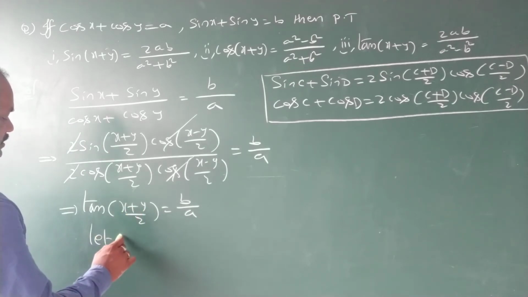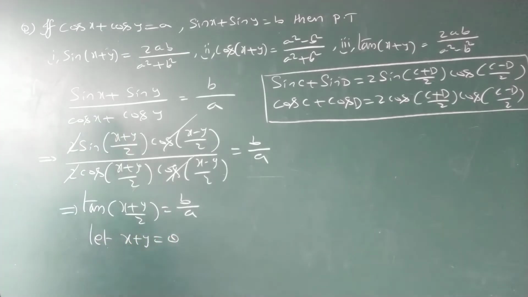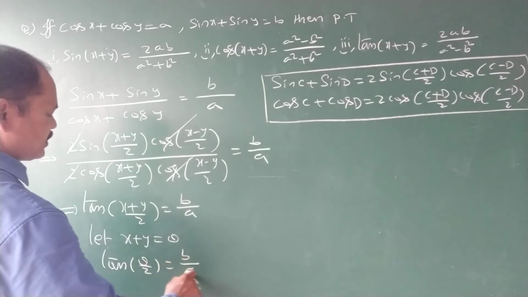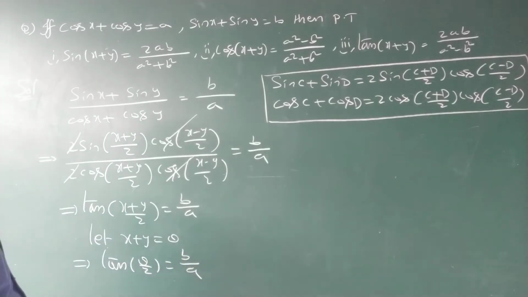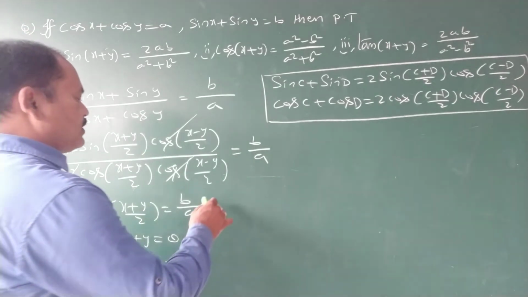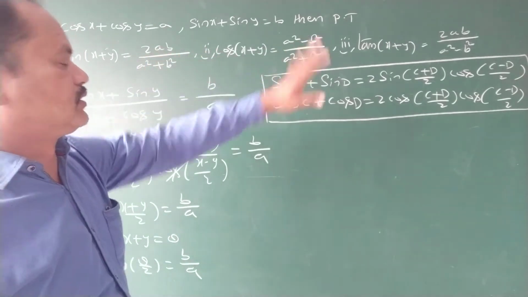Let us take x plus y is equal to theta. Then tan(theta by 2) is equal to b by a. From this we have to find the first one, second one, third one.